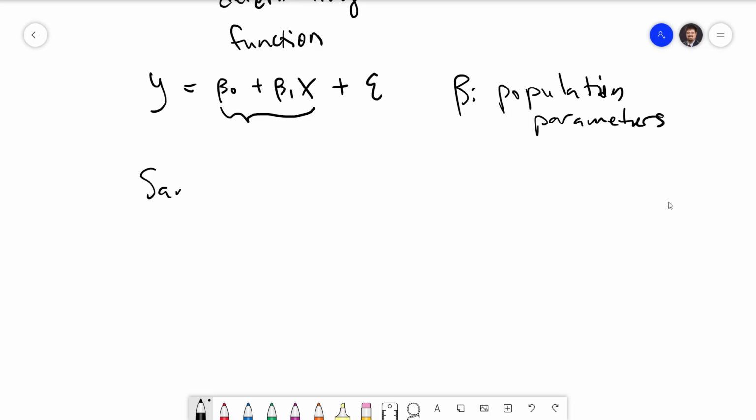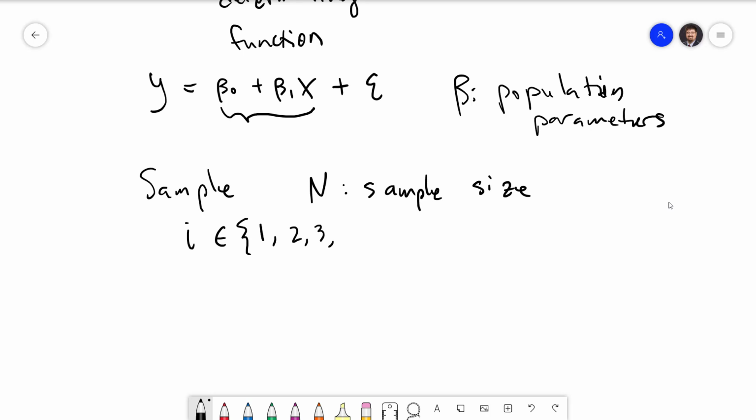When we talk about a sample, the number of observations in the sample is n, also known as the sample size. I will consistently use a capital N to refer to the sample size for our entire time talking about regression. We'll use i to denote an individual observation within the sample. So i can be 1, 2, 3, and so on all the way up to n. If i is 1, that's our first member of the sample. If i is 2, that's our second member of the sample, and so on.